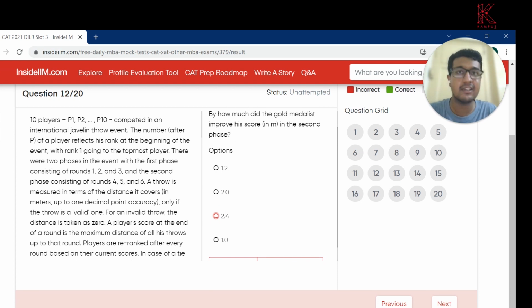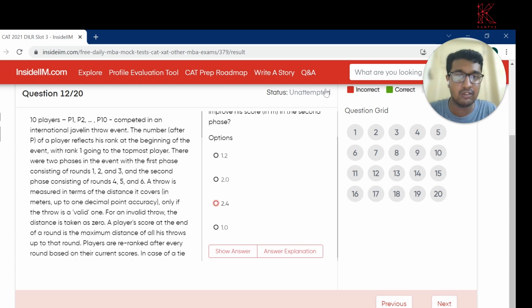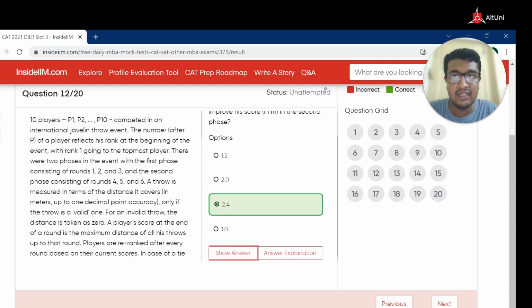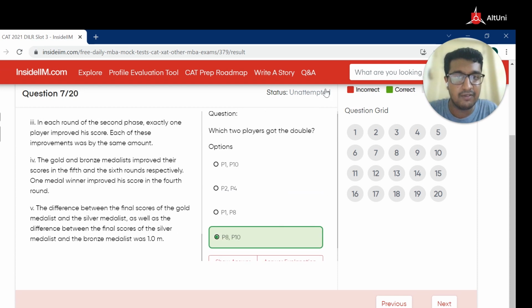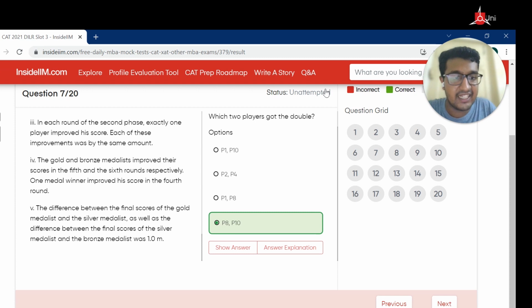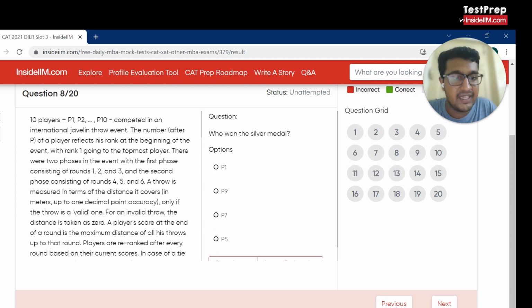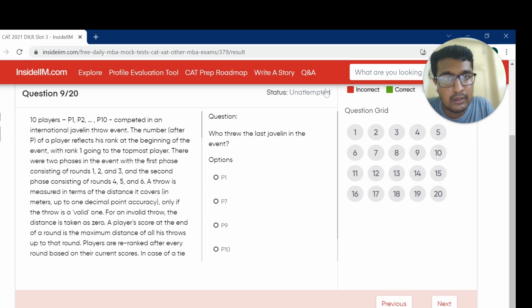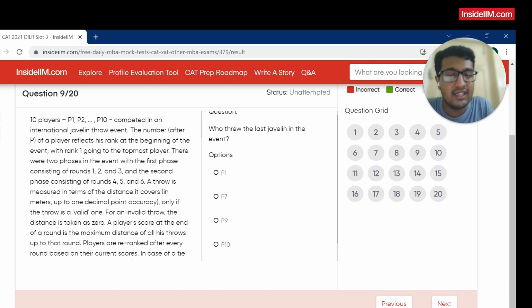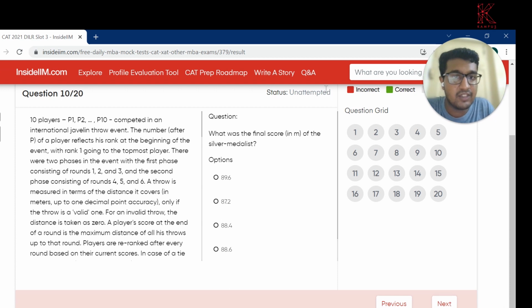So the second phase comprises rounds 4, 5 and 6. So my answer is 2.4. Okay, now let's come back to the questions once again. Yes, I answered that: P8 and P10. Who won the silver medal? P1. Who threw the last javelin in the event? Who was the gold medalist? P7. So P7 threw the last javelin of the event. What was the final score of the silver medalist? The silver medalist's final score was 88.6 again.